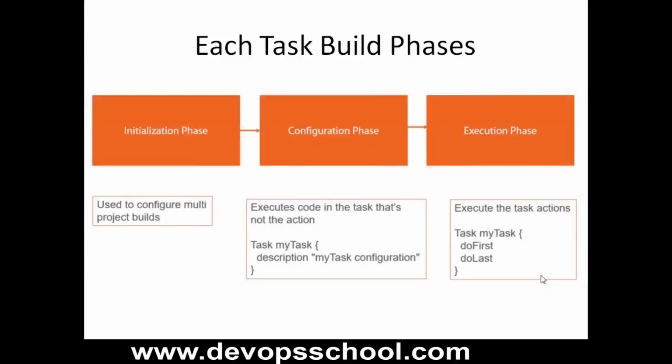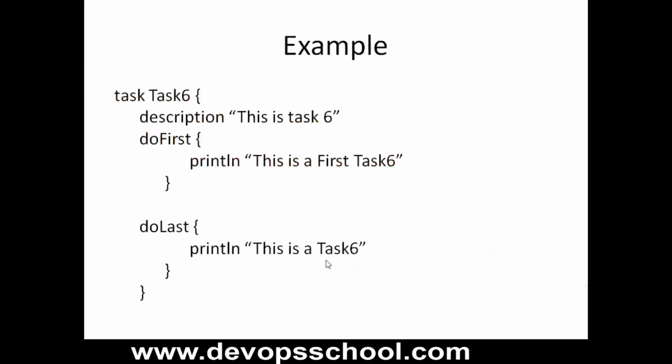During the configuration phase of that particular task, only the things which are not in any action, like a do first and do last, will execute. The execution phase will be executing do first and do last, whichever way you write. So this is the phase information which you have.